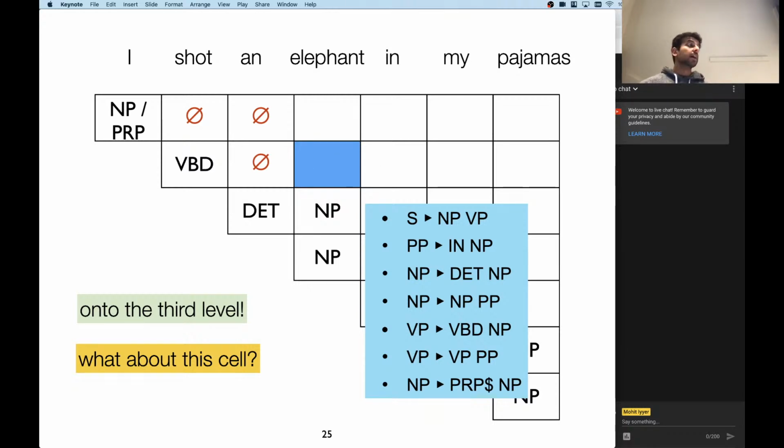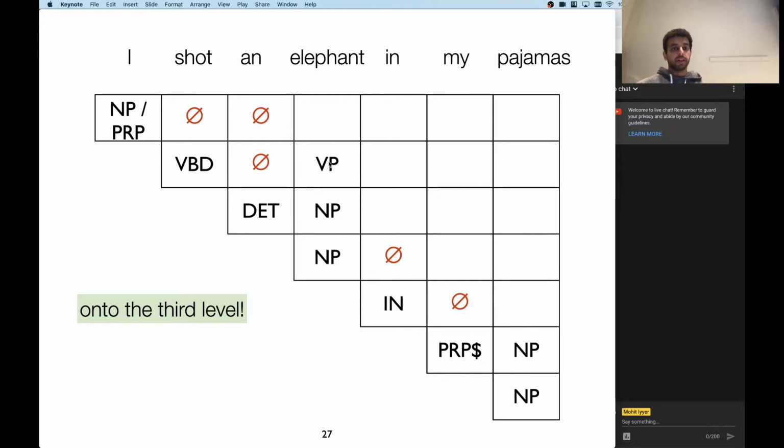There's another way, though, that I also have to consider, which is shot an, so this cell here, with elephant. But we see that that's not possible, right, because this is already null. So I am able to apply this rule and form this VP here.